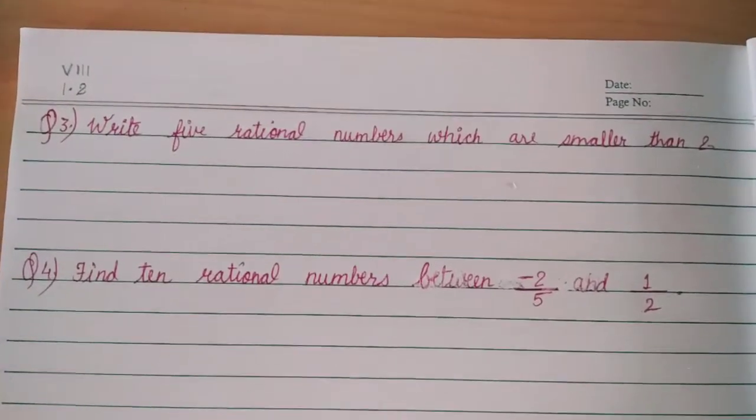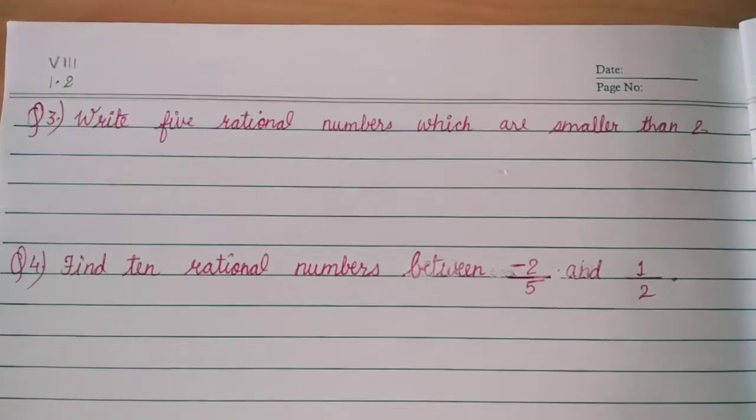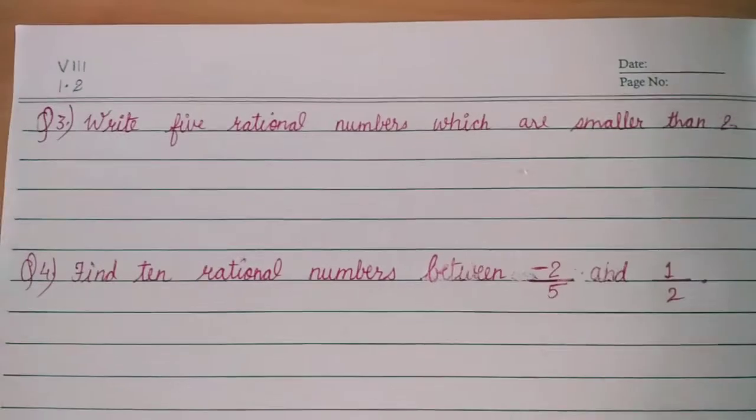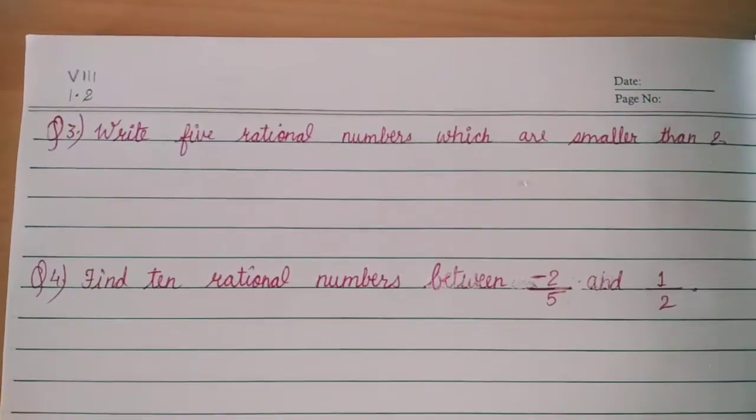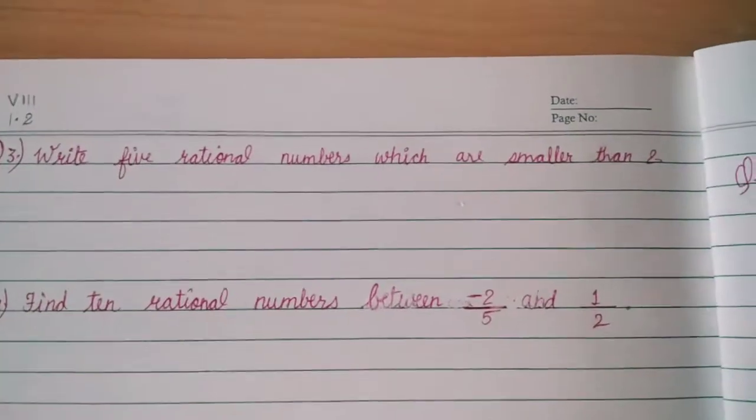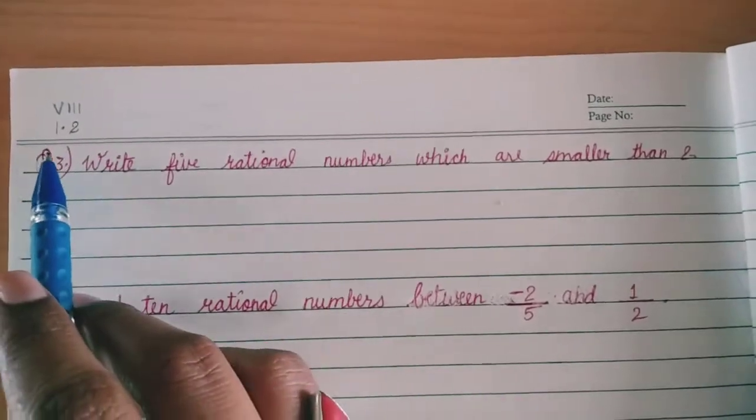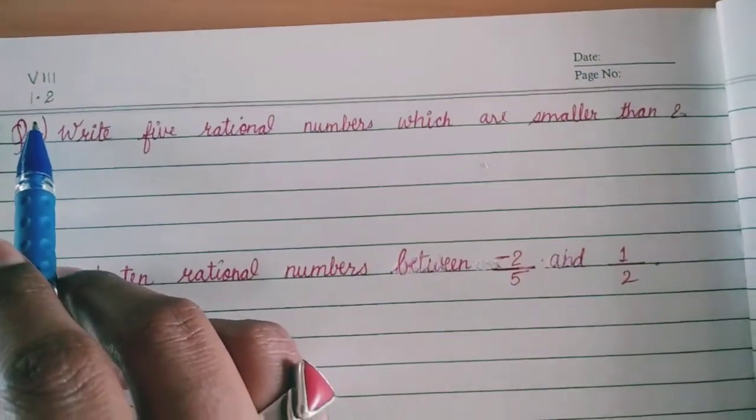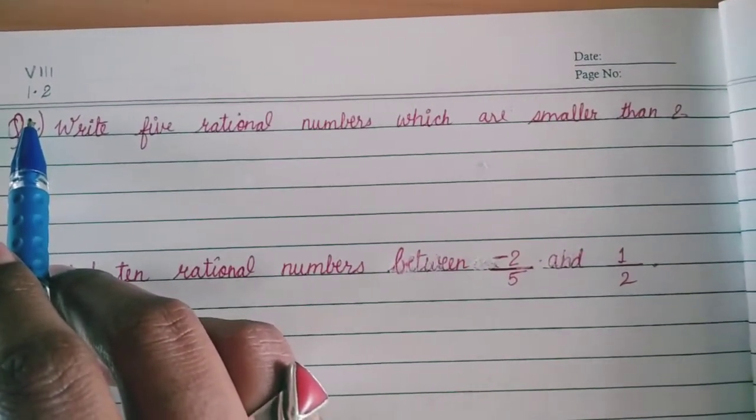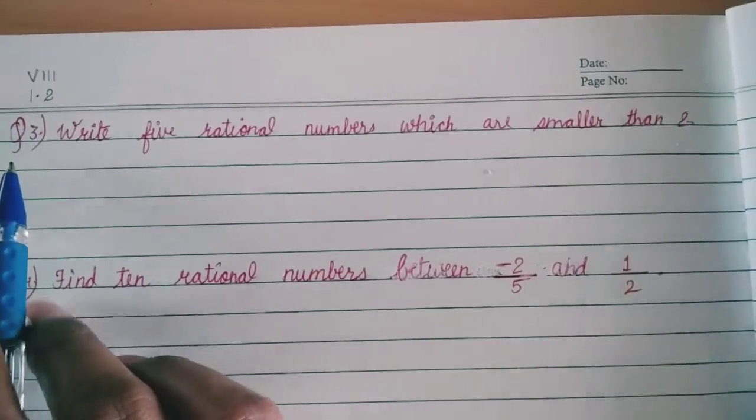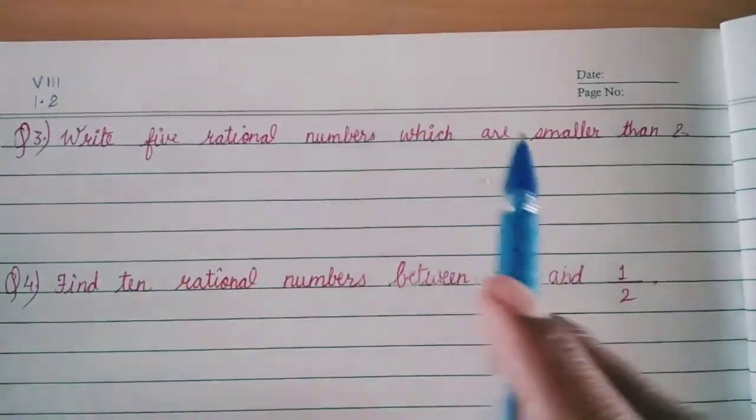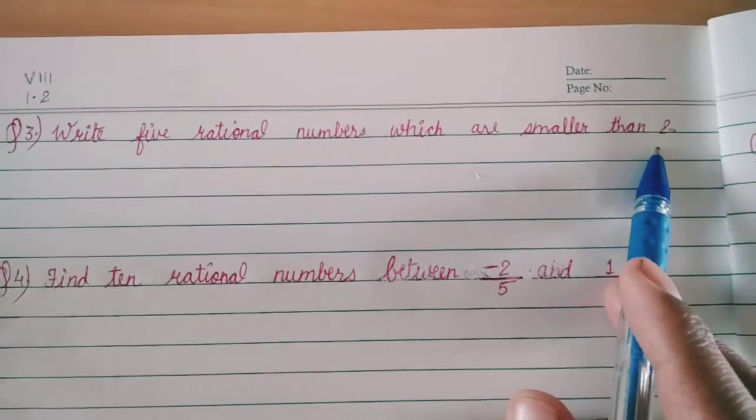In this video we will see the solutions from question number 3 to question number 5 of exercise 1.2 of class 8th. Exercise 1.2 is completely based on the topic of rational numbers. Question number 3 is: write 5 rational numbers which are smaller than 2.